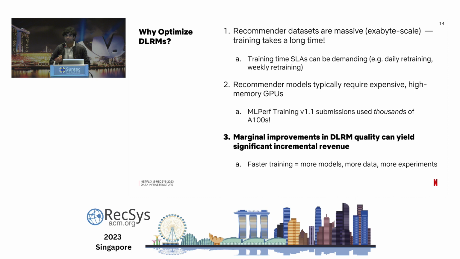Another aspect here comes down to the commercial value of DLRMs. Even marginal improvements to DLRM quality can potentially yield significant incremental revenue for businesses. As a result, we're strongly motivated to try and explore multiple model configurations, train on as many datasets as possible, train different models, larger models. So to ensure maximum experimentational velocity, we again need to ensure that our DLRM training pipelines are as optimized as possible.